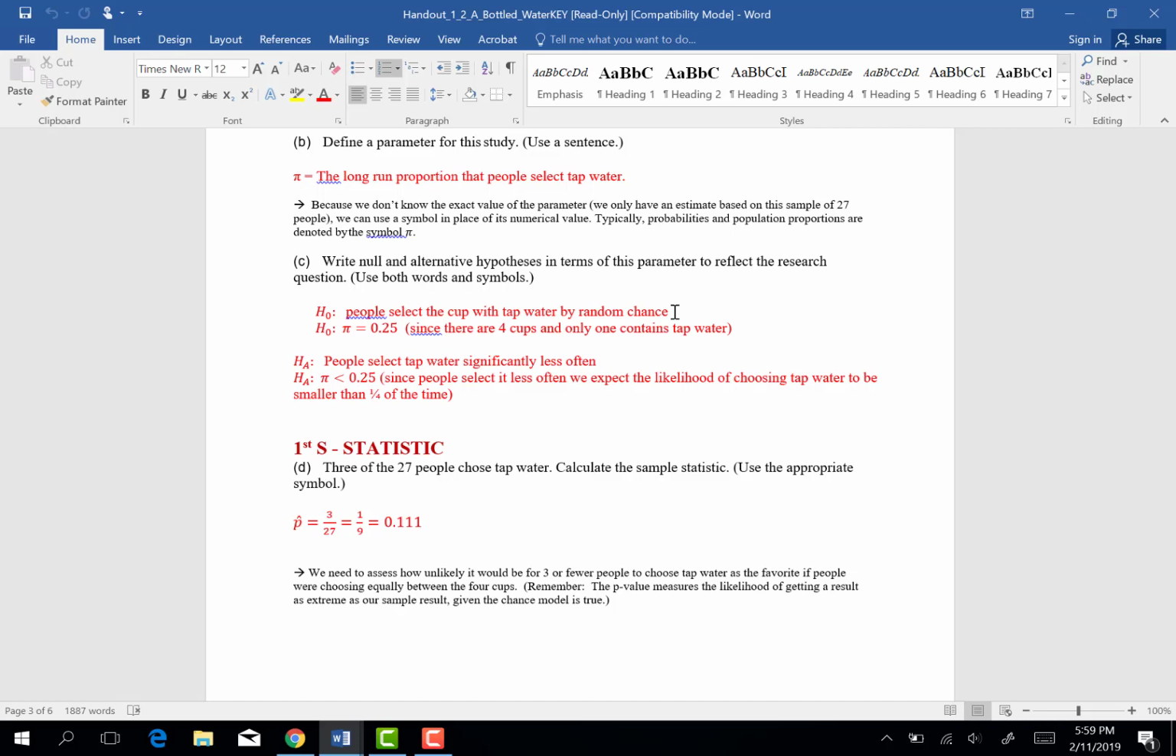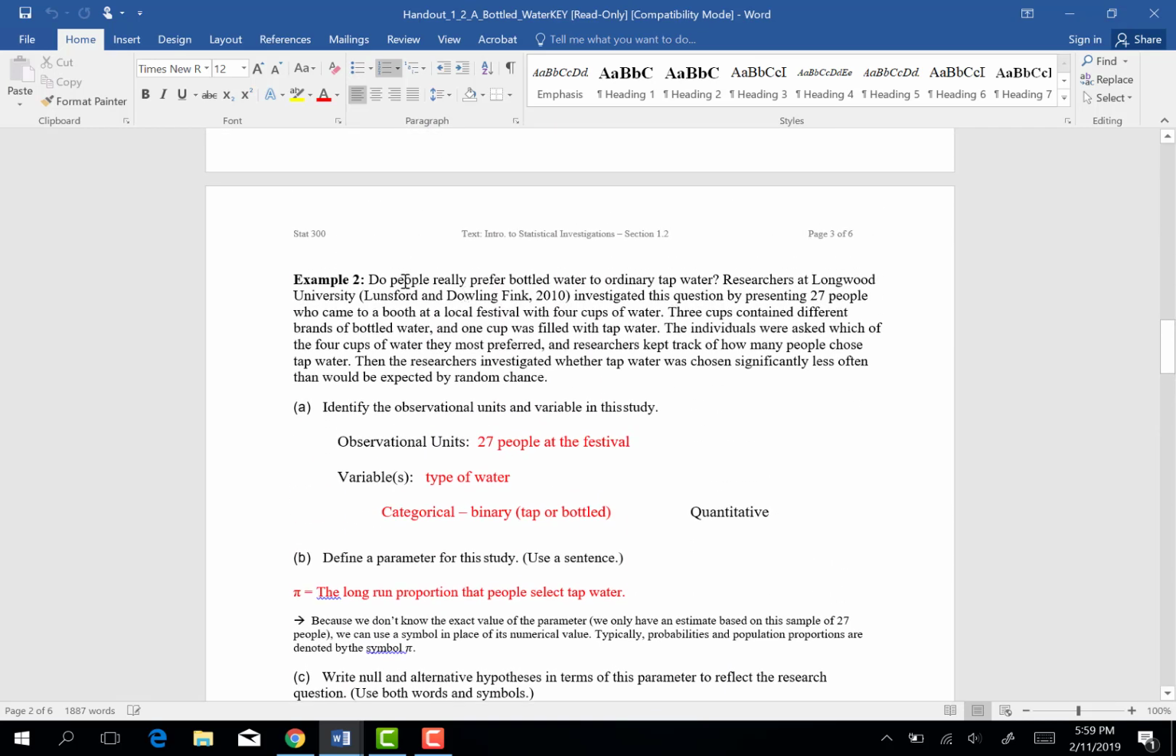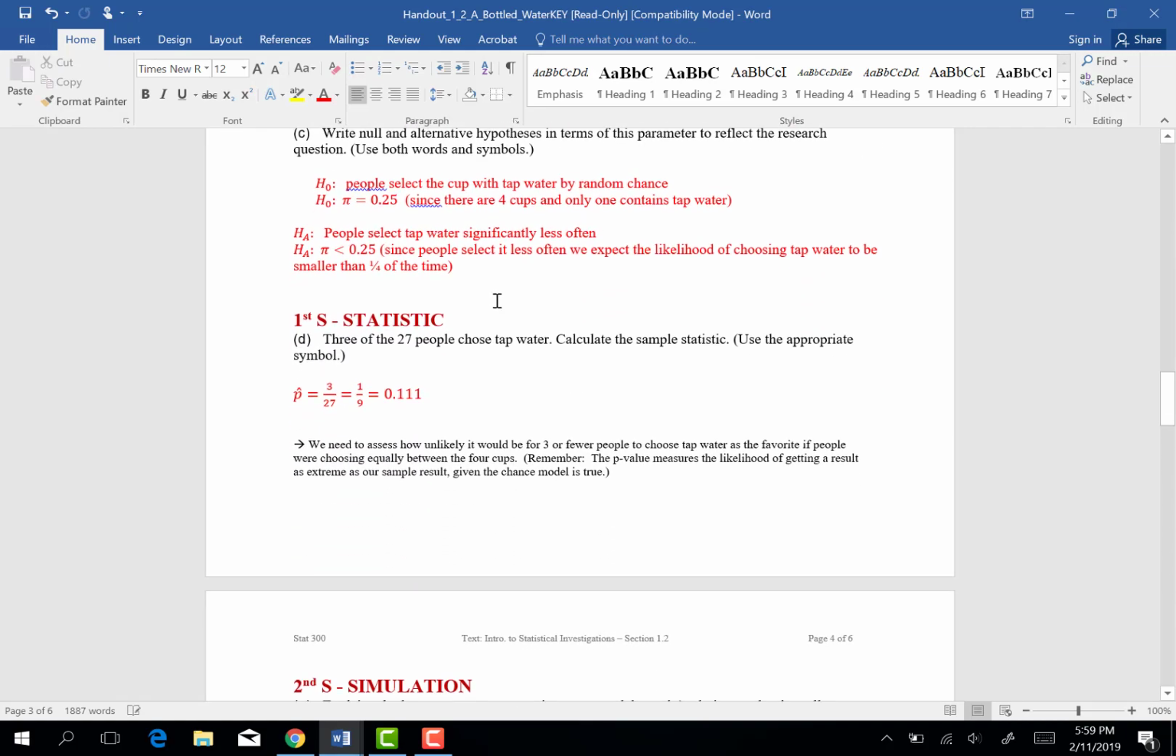The alternative hypothesis is the theory. So what do researchers want to know? If you go back to the study, usually it will tell you in here. And here it says researchers investigated whether tap water was chosen significantly less often than by random chance. So that is our alternative hypothesis. That's what researchers investigated. And so people select tap water significantly less often. In symbols, that's where the less than comes from. Since we want to see if people choose it significantly less often, that means the proportion of people who select it is going to be less than a quarter of the time.